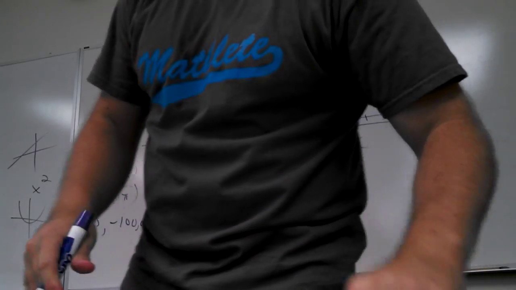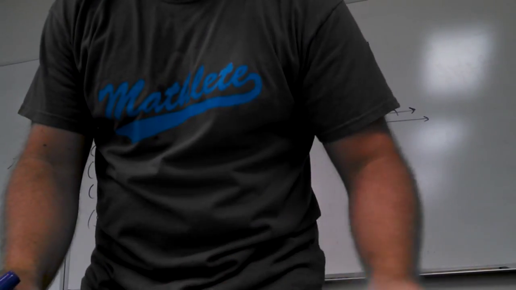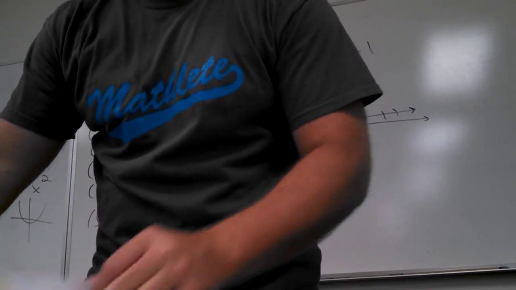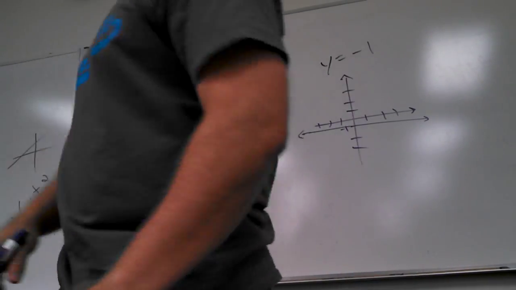That's all in section 3.3, by the way. Horizontal lines and vertical lines. Time we got. Okay.